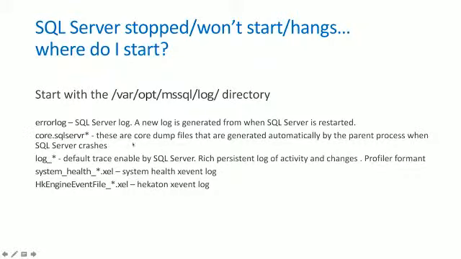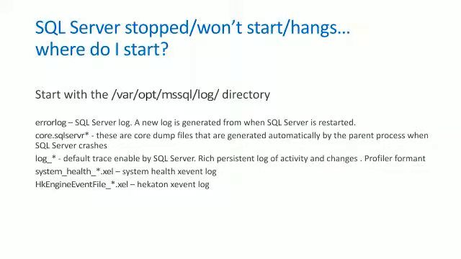There is also a set of core dump files. These are core dump files that are generated automatically by the parent process when SQL Server crashes. As mentioned earlier, for SQL Server there are two PIDs, two processes. One of them is a parent process, the other one is a child process. The parent process will actually trigger a core dump if it finds that there's something wrong with the SQL Server engine, right?